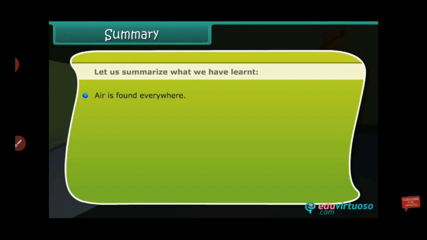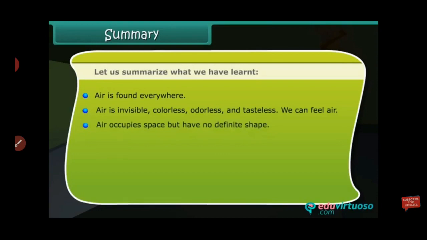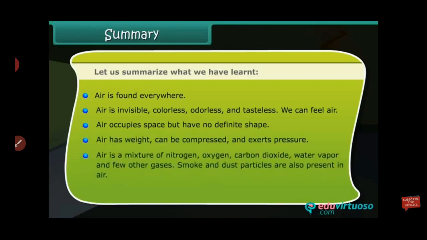Air is found everywhere. Air is invisible, colorless, odorless, and tasteless. We can feel air. Air occupies space but has no definite shape. Air has weight, can be compressed, and exerts pressure. Air is a mixture of nitrogen, oxygen, carbon dioxide, water vapor, and a few other gases. Smoke and dust particles are also present in air. Oxygen supports burning and is essential for all living organisms.